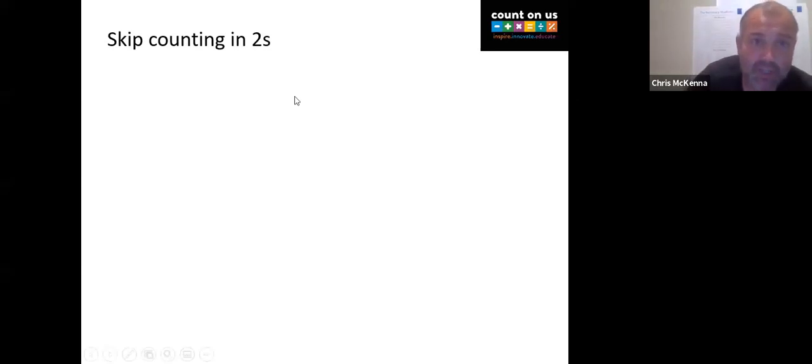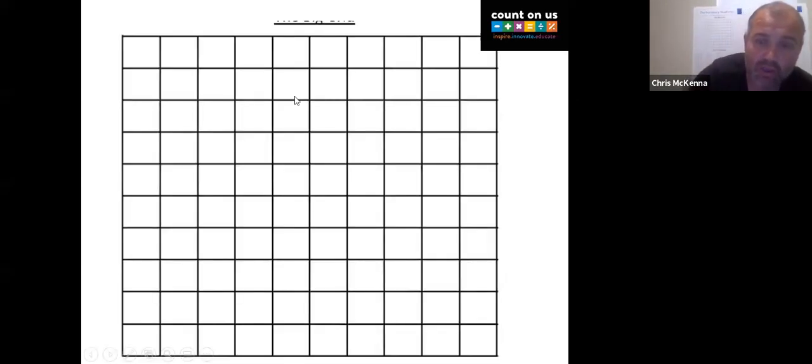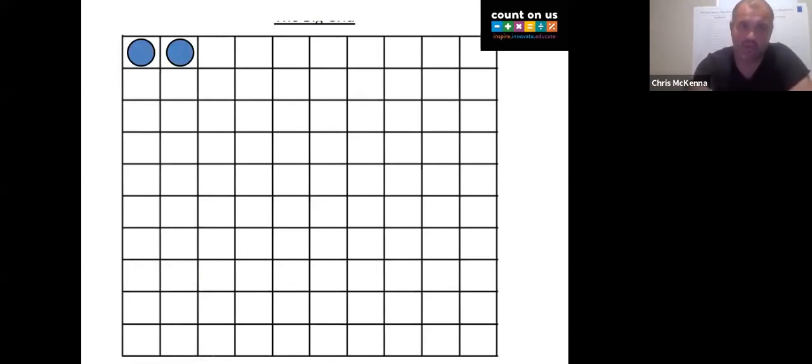Right, so skip counting in twos. So let's count in twos. What I use for counting in twos is I like to use the big grid for this. So I would draw 2 dots, or use 2 counters, and say, okay, let's put 2 counters on there. How many do we have? We have 2. Let's put on another 2 counters. That takes me to 4 in total. Another 2 counters takes me to 6 in total.